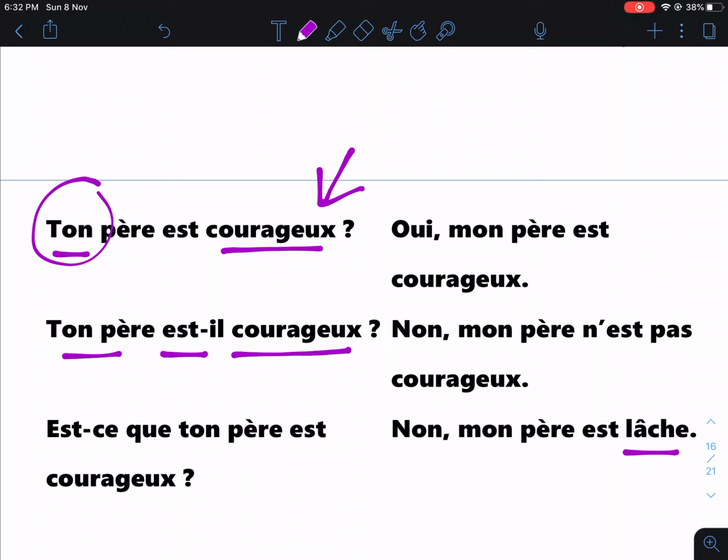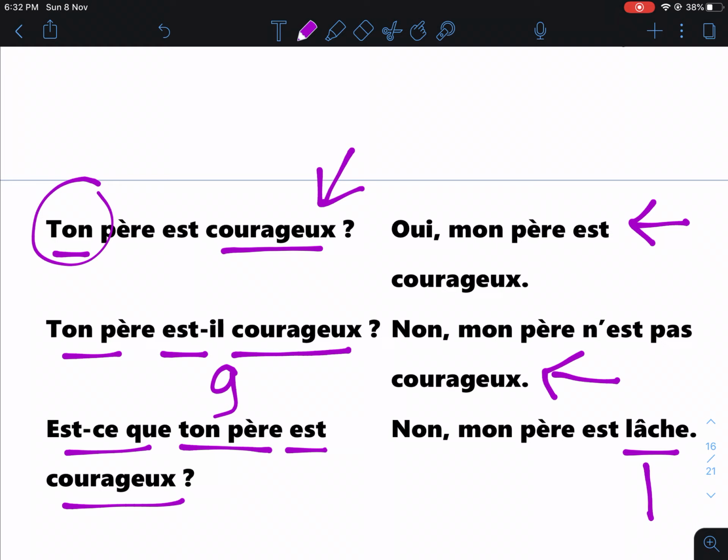Well, these three questions are asking whether your father is brave. Ton père est courageux? Ton père est-il courageux? Est-ce que ton père, ton, like G, ton père est courageux? So the answers are oui, mon père est courageux. Non, mon père n'est pas courageux. Non, mon père est lâche. Courageux is brave and lâche is coward. Well, it's not nice to say your father is a coward. I advise you to use the word courageux to describe your father. All right, let's move to the next one.